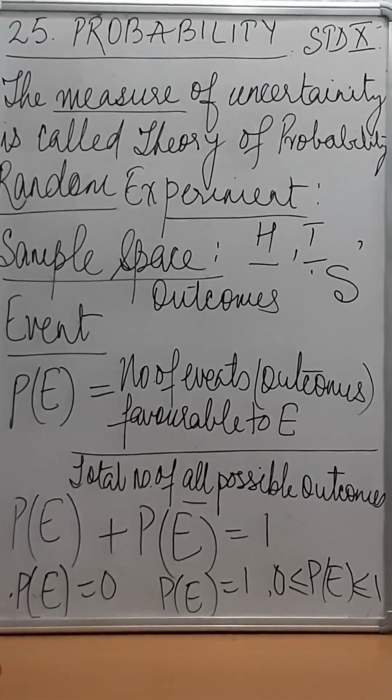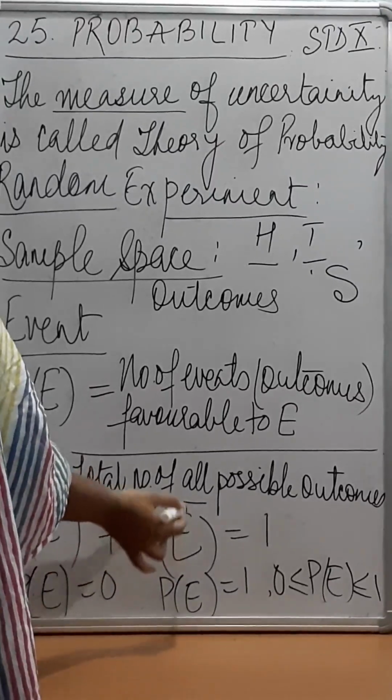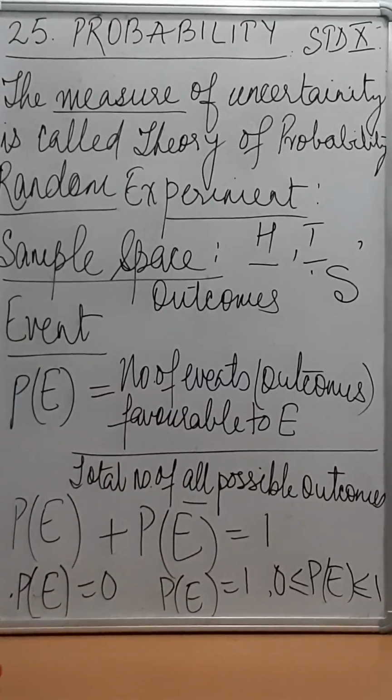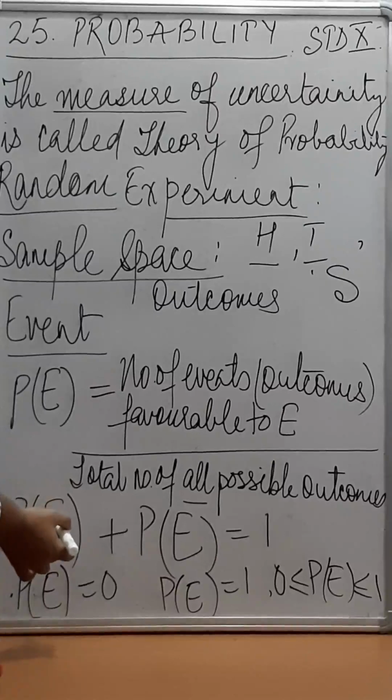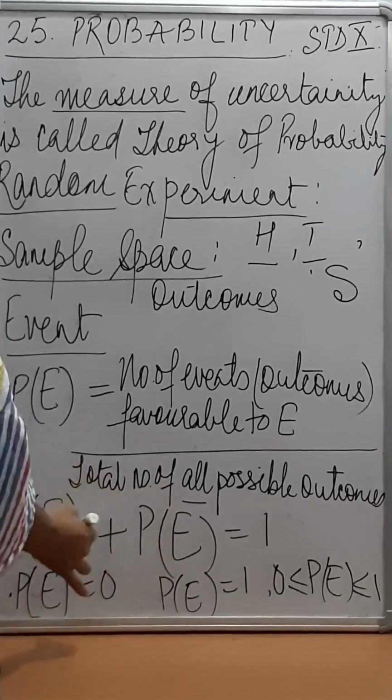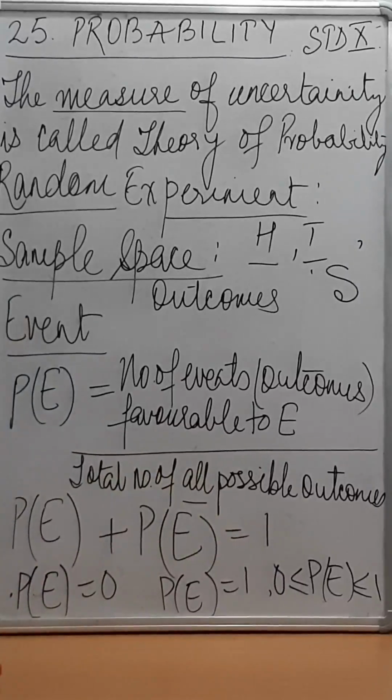And it is seen that the probability of an event plus the probability of the complement of that event, where the complement means, suppose, the probability of getting a head and the probability of not getting a head, together will always be equal to 1.